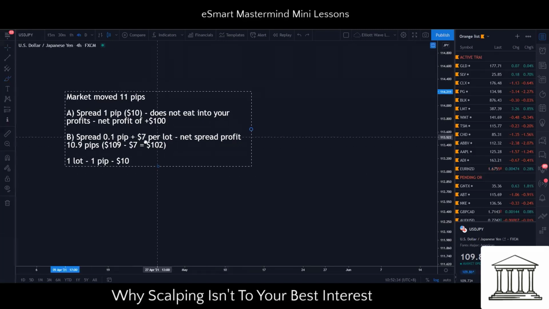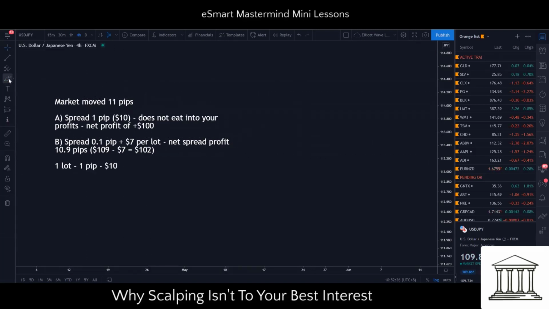Now, why I want to talk about this principle here is because I want you to see, if today the typical spread on some of the common currencies here, we'll just put it as 1 pip, right?